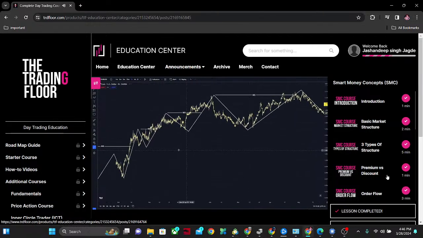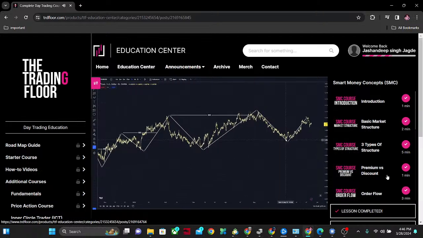All right, so keeping that in mind, all of these low points here are still protected and are still considered strong lows, strong market structure pushing the price up.